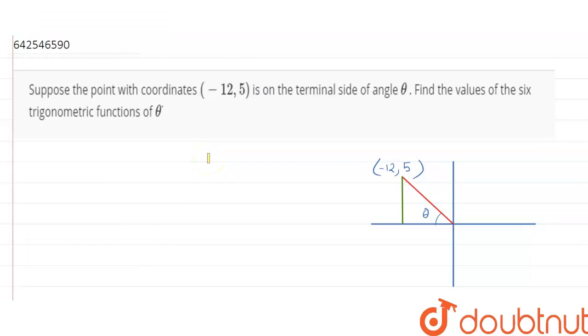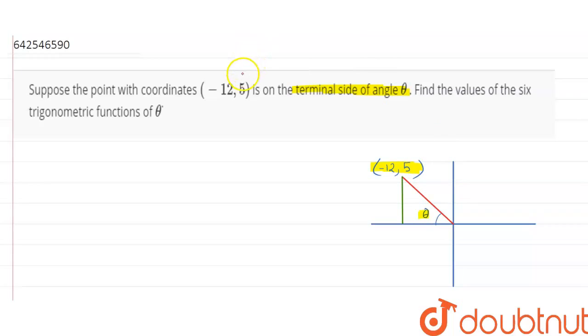Okay, the point is minus 12,5. I have already made the diagram, so let us understand from the diagram. The point is minus 12,5. On the x-axis, the distance from the origin is 12, and on the y-axis, the distance from the origin is 5. It is given in the question that this point is on the terminal side of angle theta. The terminal side is clearly visible in the given diagram. Here is your angle theta, and from here it is the terminal side, and we have to calculate the value of the other 6 trigonometric functions.